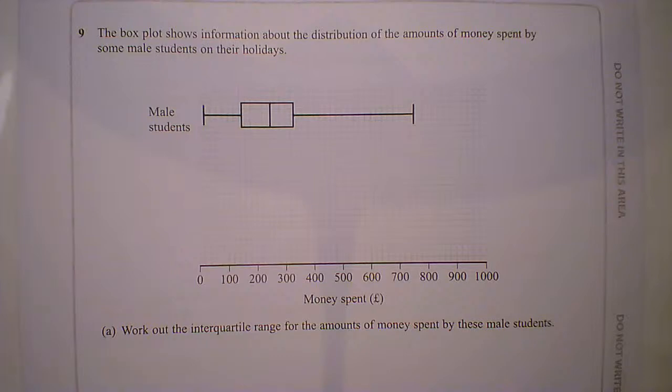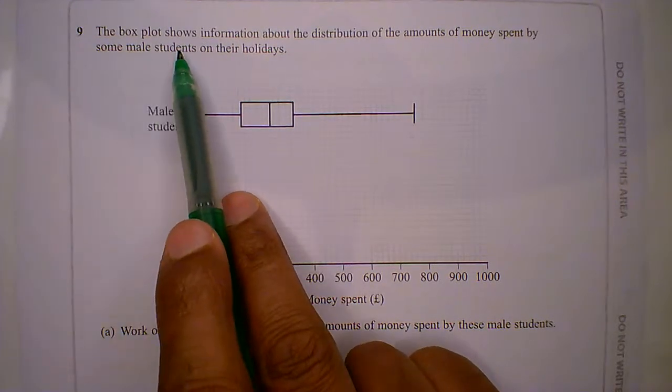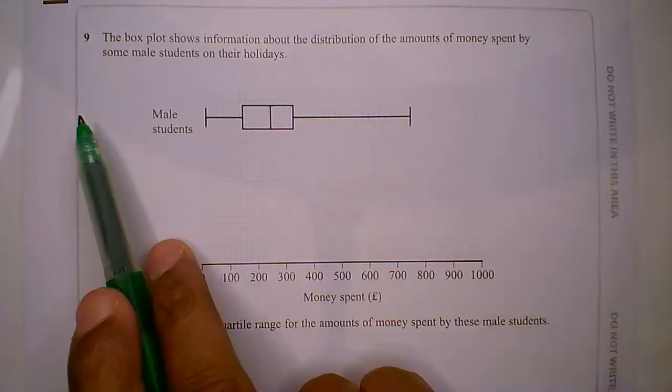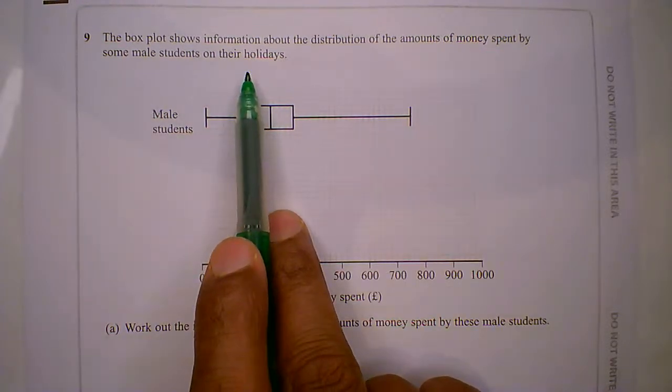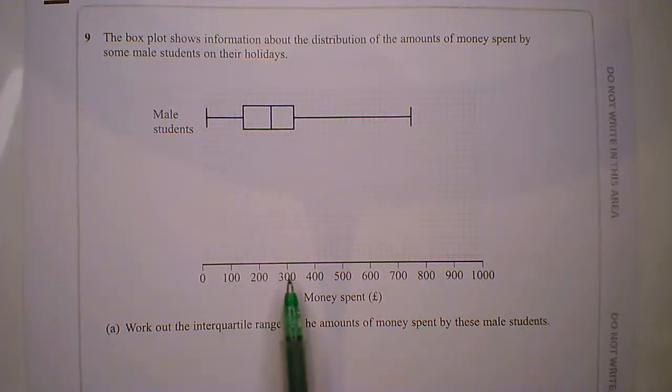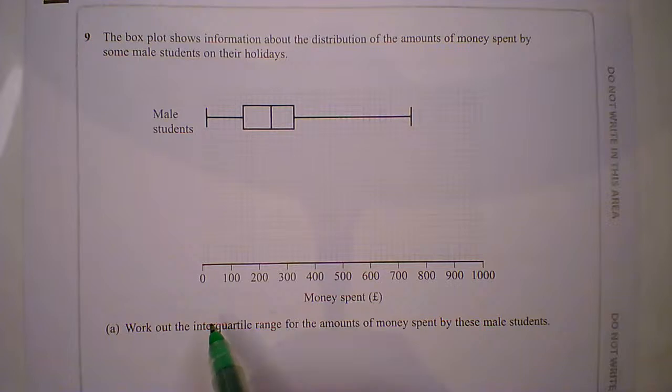Question 9 says, the box plot shows information about the distribution of the amounts of money spent by some male students on their holidays. So we've got male students and we've got that, and then we've got a grid here. Work out the interquartile range for the amounts of money spent by these male students. So the keywords are interquartile range.